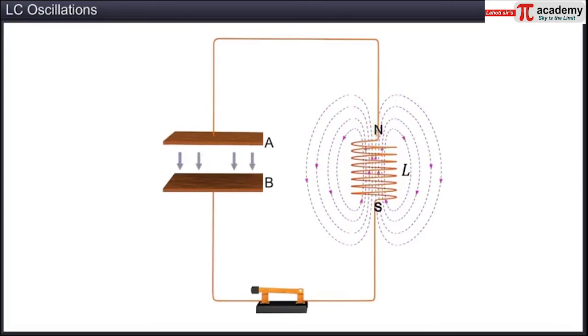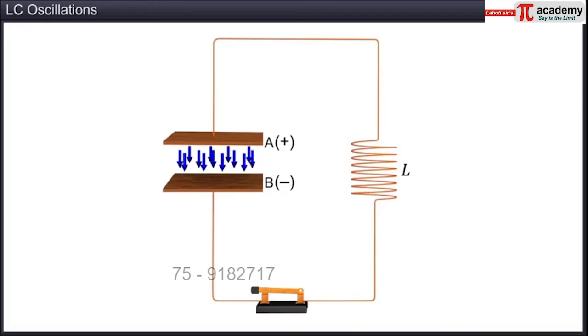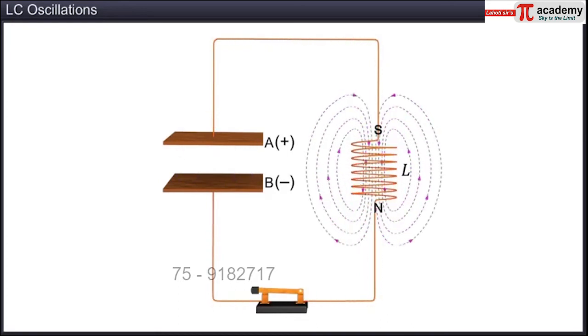Again, the magnetic field around the inductor starts decreasing, this time inducing a current in the opposite direction. This occurs as long as the magnetic field exists around the inductor. By this time, however, the capacitor returns to its original, fully charged state, with plate A positively charged and plate B negatively charged. Thus, we observe that the capacitor's charging and discharging is oscillatory in nature.